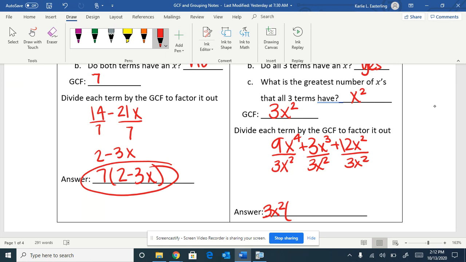So hopefully you recognize 9 divided by 3 is 3. X to the fourth divided by x squared is going to leave us with x squared. Hopefully you remember from exponents that if you are dividing, you subtract. So 4 minus 2 is 2. 3 divided by 3 is 1. X cubed divided by x squared is going to leave me with an x. 12 divided by 3 is 4, and x squared divided by x squared cancels out those x's. So what remains is 3x squared plus x plus 4. And that would be your final answer there.